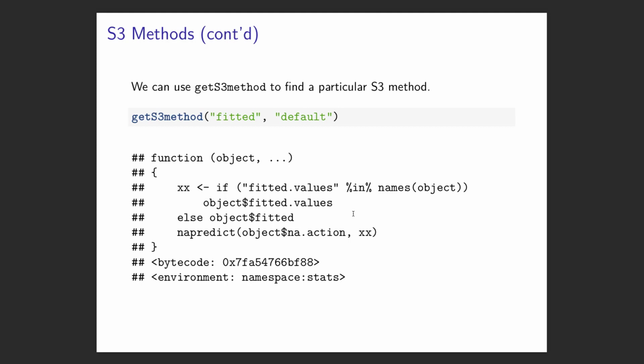You can find the actual function for a particular S3 method using getS3method. So if I want to find out the default fitted method, I can do that using getS3method, fitted, and the default method. And this is what happens if you just call fitted on any object that doesn't already have a specific fitted method defined for it. And see, it just checks if there's fitted values in the names of the object. If so, it returns that. Otherwise, it returns a component called fitted, and it does NA predict on the result of that.